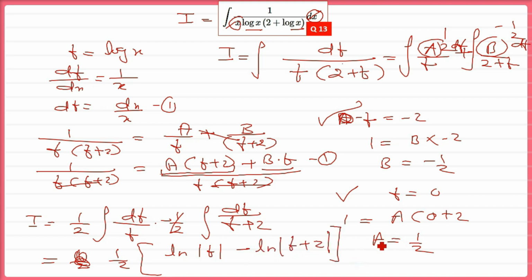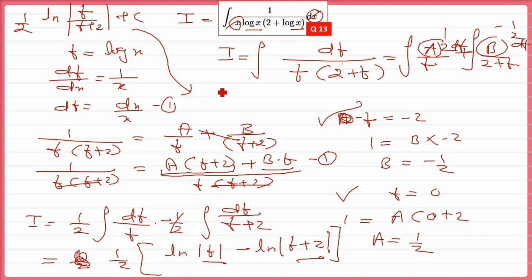So log a minus log b will come, and log a minus log b is simply log a by b. So log t minus log t plus 2. It will be ln of t divided by t plus 2 inside the modulus sign. Modulus sign is necessary, plus a constant of integration.